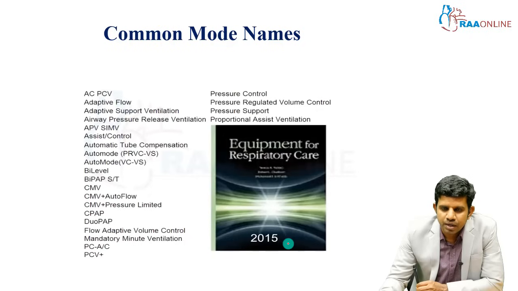For example, pressure regulated volume control: one manufacturer labels it pressure regulated volume control, another calls it volume control plus, and another calls it volume autoflow. But all these actually behave the same, just with different names. It is like paracetamol. Paracetamol is a generic name, and manufacturers sell it as Dolo 650, Dolo 500, or some other brand. It's very confusing.